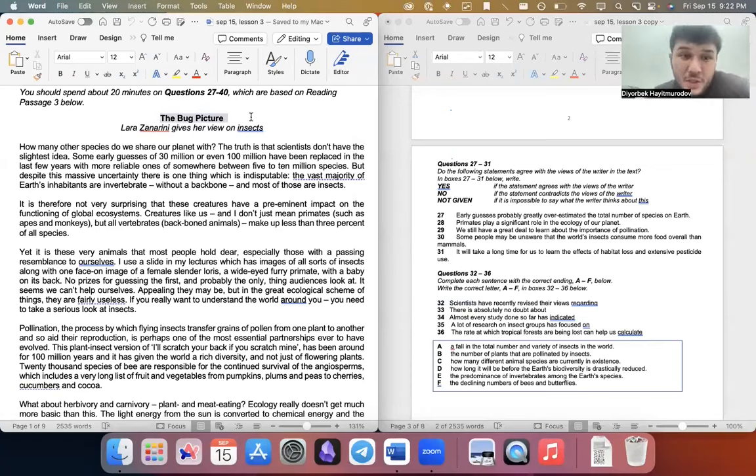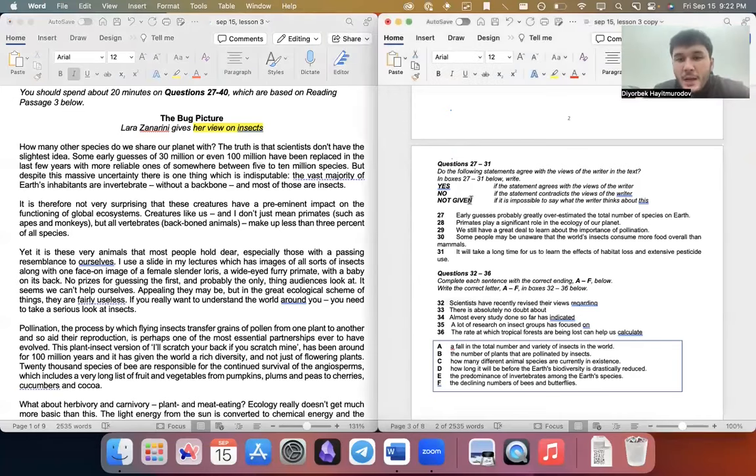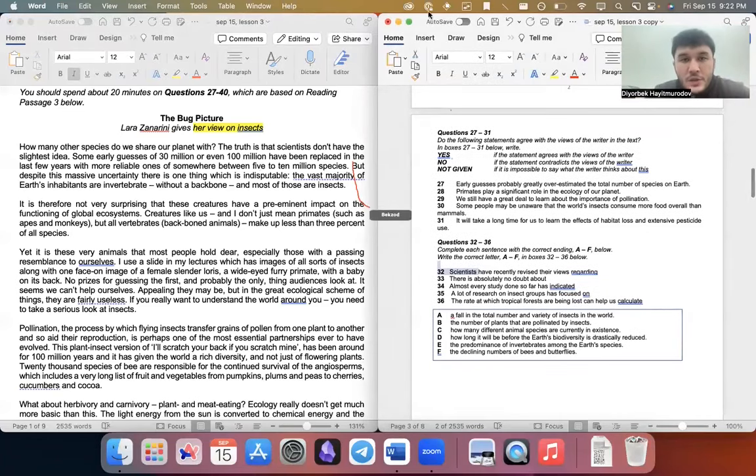The Bug Picture. This woman gives her view on insects. So we're going to read a text about insects, guys. You need to be prepared. Then you identify what you know about each type of question. We have three types of questions that follow order, all of them. Yes, no, not given. All right, let's go.